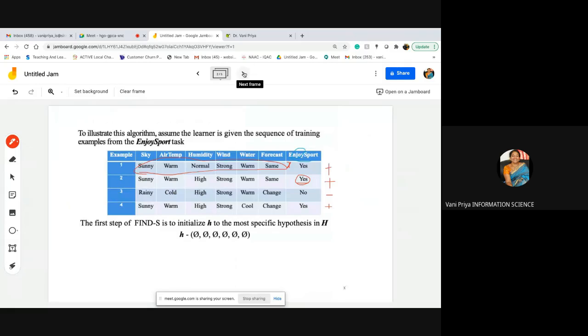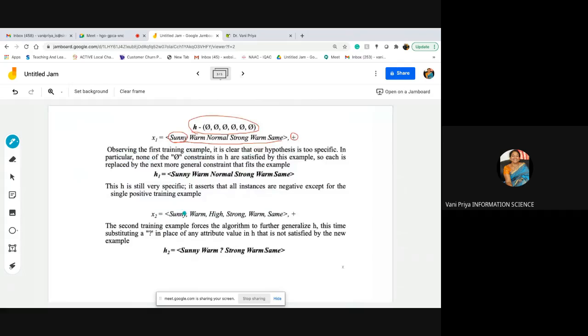Consider the next training example. First you need to check whether it is positive or negative. This is positive, so consider this training example next. Write down that x2 is equal to sunny, warm, high, strong, warm and same. This is also positive, that's why there is a plus symbol there. Now you have to compare this H1 and X2, whether both are satisfying or not.